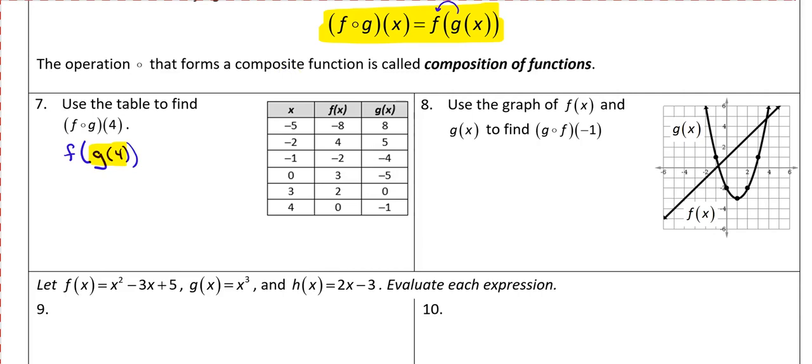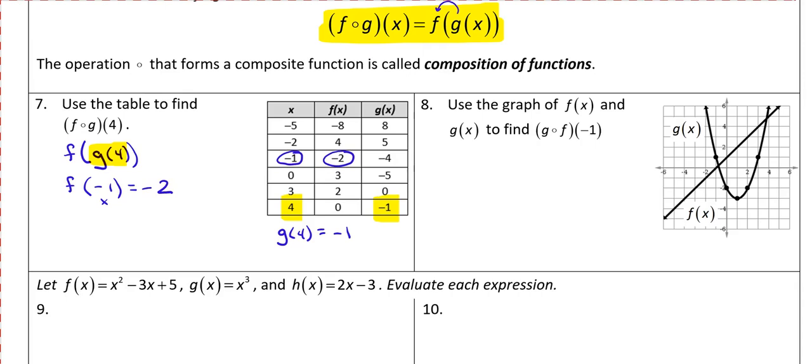So remember, the 4 is the x. I need to find the g value. The g value when x is 4 is -1. So that means g of 4 is -1. We are then going to replace the g of 4 with that -1. And now this is our new x for f. So if I go to the x value, right here x is -1, and I go to the f value, f of -1 is -2.